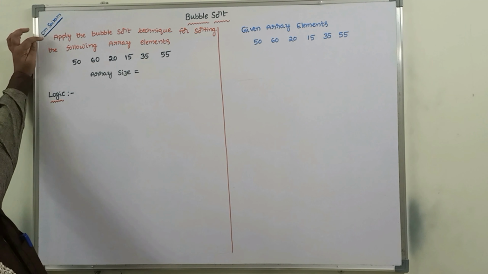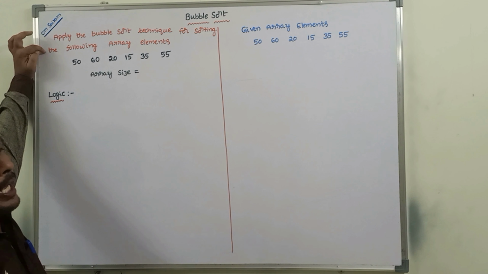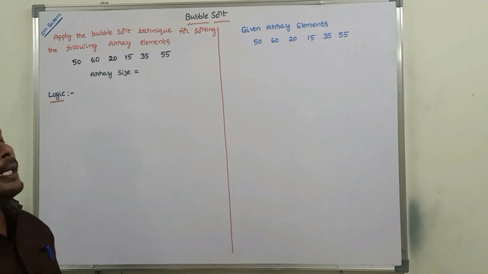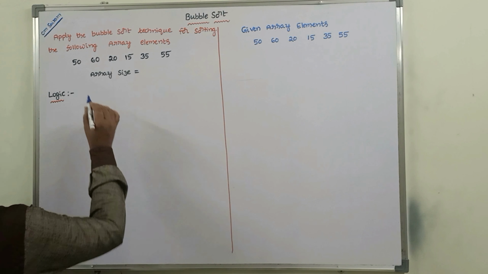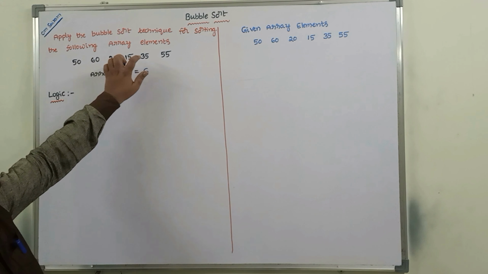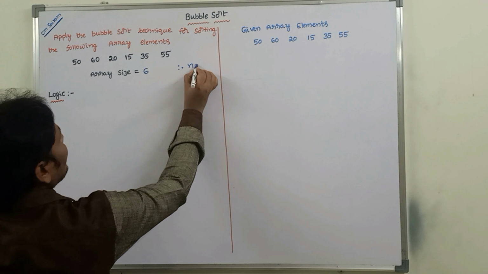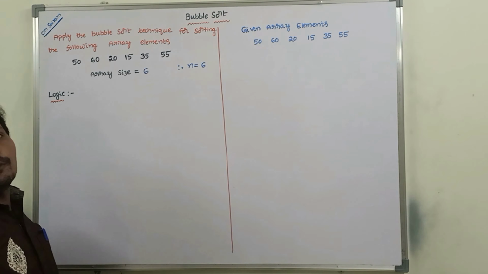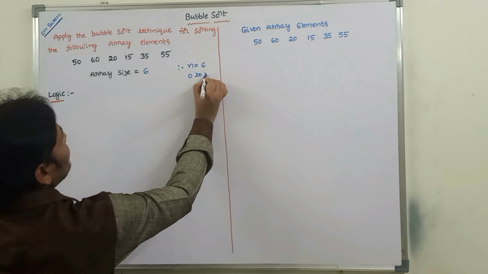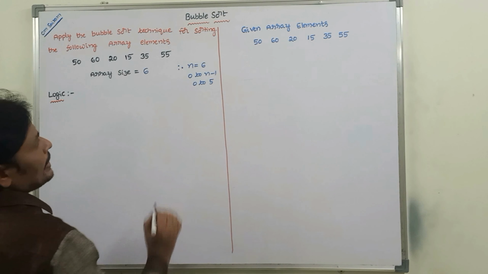The given problem is to apply the bubble sort technique for sorting the following array elements: 50, 60, 20, 15, 35 and 55. So what is the array size? Array size is 6: 1, 2, 3, 4, 5, 6. Six elements. Therefore n, the array size, is equal to 6. Array index starts at 0 and ends at n minus 1. That means 0 to 6 minus 1, that is 5.